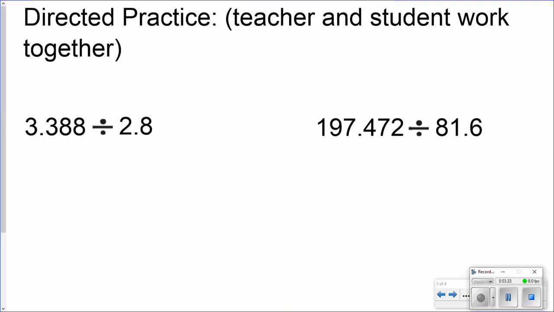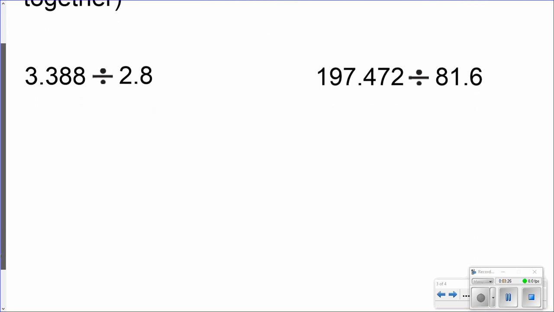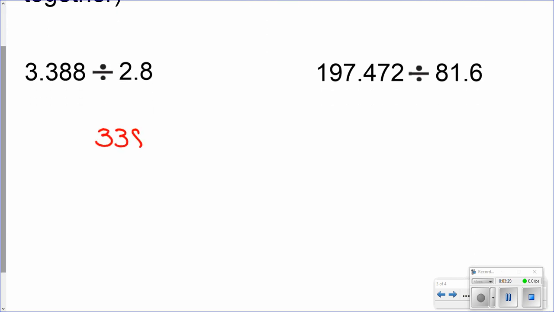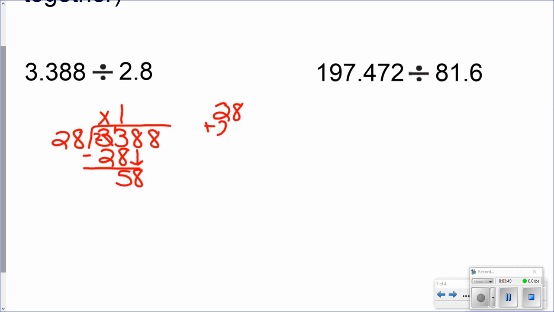A couple more examples. So 33.88 divided by 28. 28 does not go into 3. 28 goes into 33 once. Don't forget to borrow. 28 goes into 58 twice. 28 into 28 once.